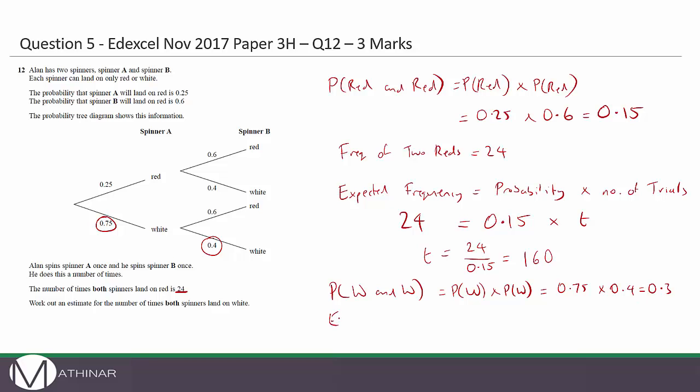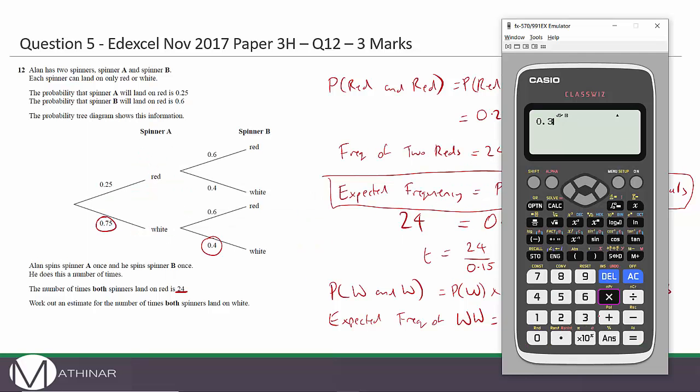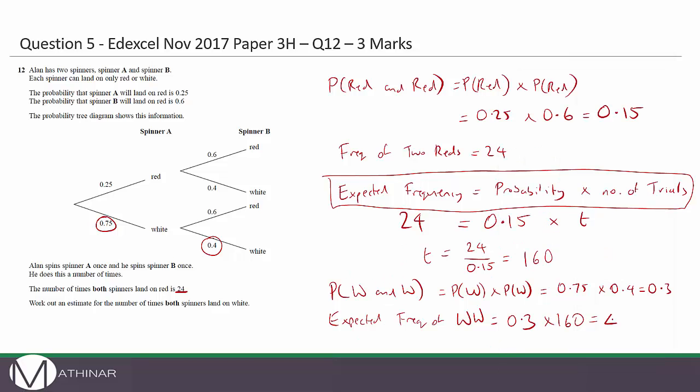So the expected frequency of white is equal to the probability. We're going back to this formula here. It's equal to the probability, which we've just worked out as 0.3, multiplied by the total number of trials, which we worked out earlier was 160. 0.3 times 160 gives us 48 times. So an estimate for the number of times that both spinners will land on white is 48.